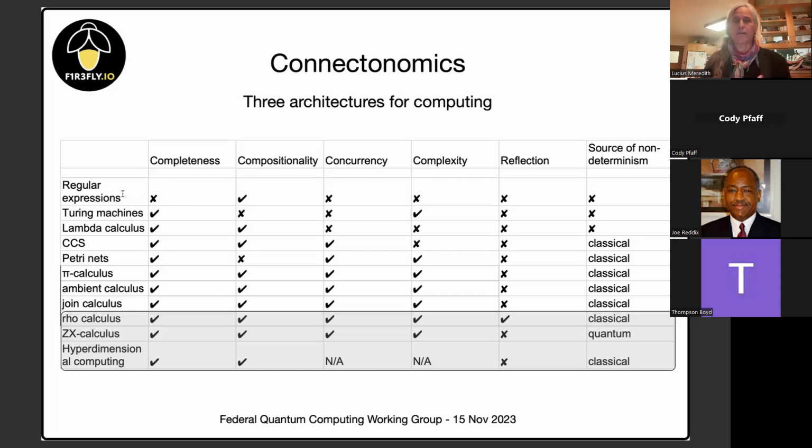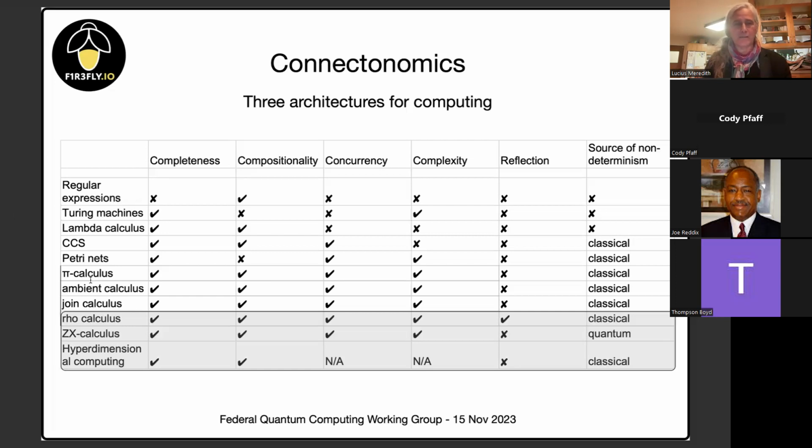Turing machines are not concurrent. They're decidedly sequential. They do have a good notion of complexity. Lambda calculus kind of flips this around. So they are compositional. They are not concurrent. Berry's theorem tells us that the lambda calculus is sequential. And they have a terrible notion of complexity. Beta reduction copies resources willy-nilly.